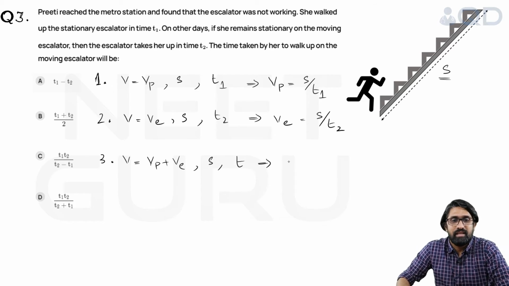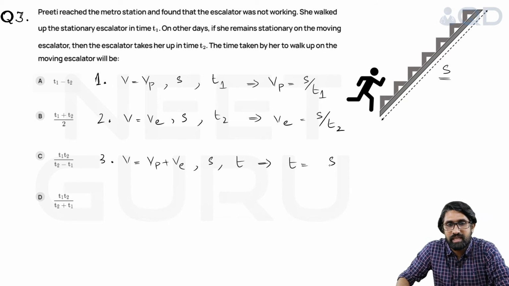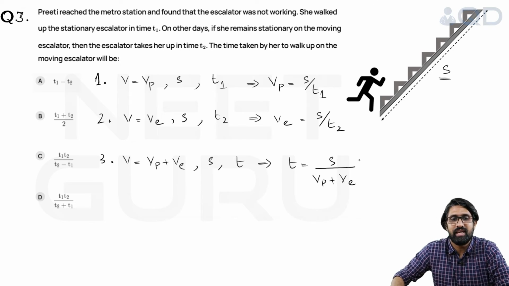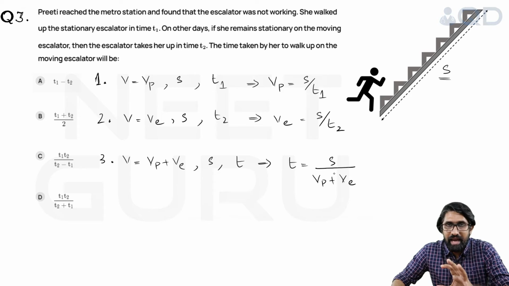We can say that from this data, t will be equal to, time taken will be equal to distance by velocity, that is s divided by Vp plus Ve. Now, this answer is correct, but it is not in the options. So we'll have to do some replacements here.